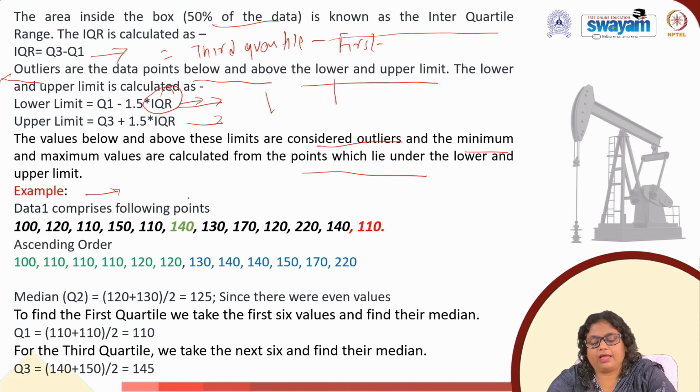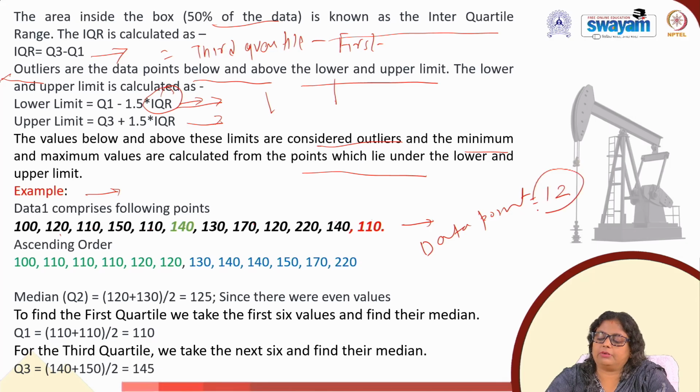Here in the example I have taken a data set, data 1, that comprises the following points. How many points are there? 1 2 3 4 5 6 7 8 9 10 11 12. So in total we have 12 data points. Now these will be arranged in ascending order. These are the steps: first arrange in ascending order. So now you have the sorted data.